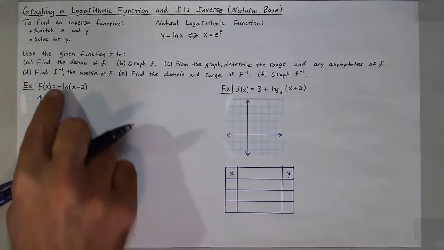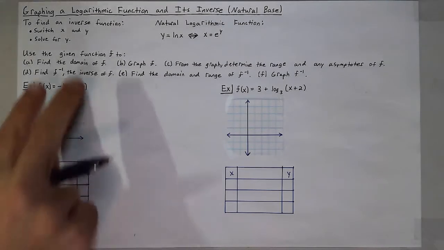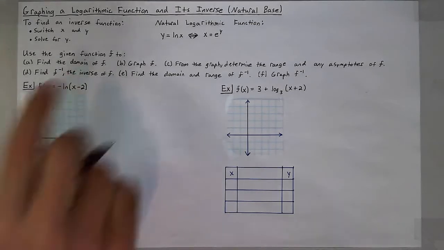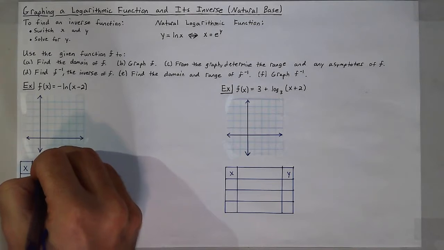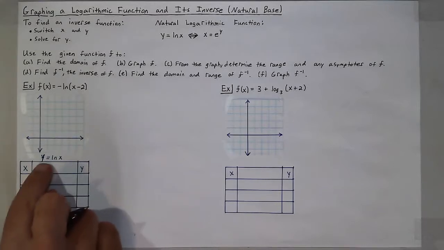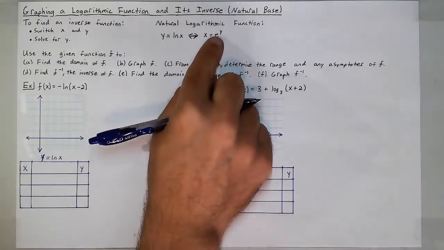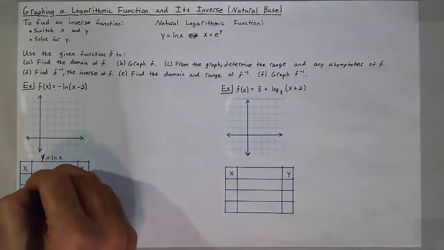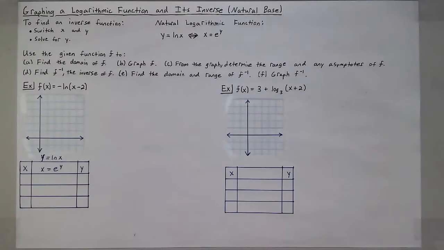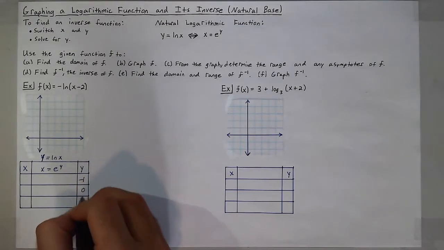So let's start by graphing f of x is equal to negative natural log of x minus 2. So I'm going to strip away the transformations, giving me y is equal to natural log of x. Now you may not have seen ln of x. This is known as a natural log, and its base is that number e. So I can think of this statement as x is equal to e to the y to help influence what points I'm going to plot on this graph. And I'm going to use the three basic ones, negative 1, 0, and 1.